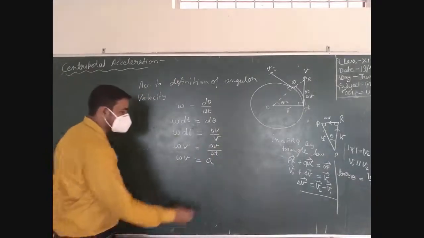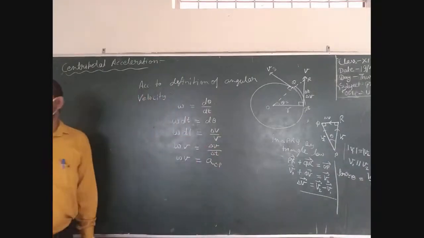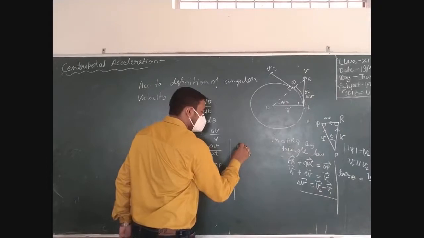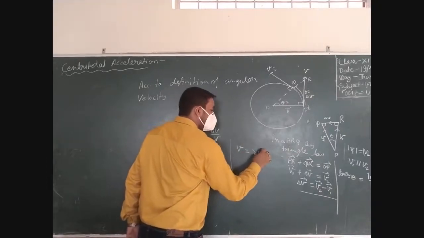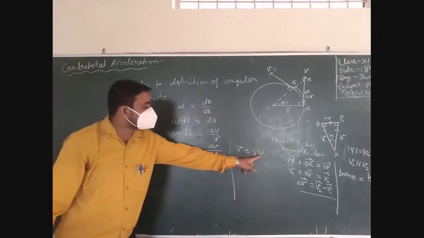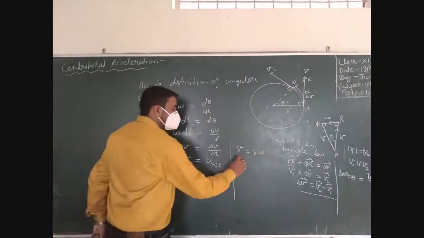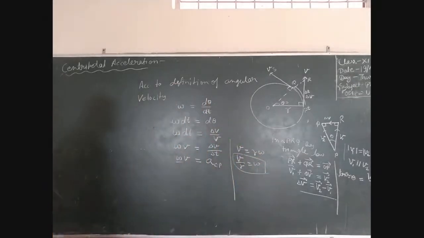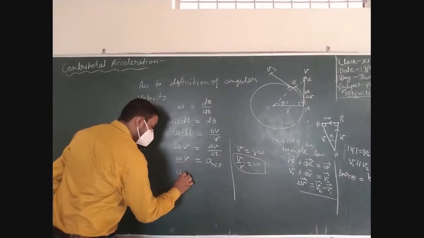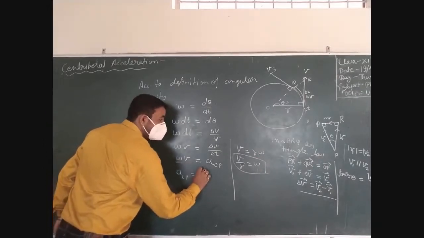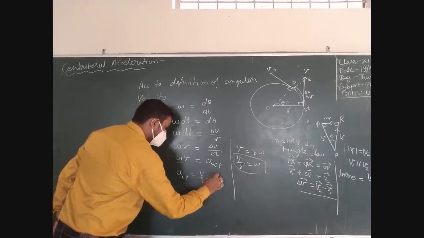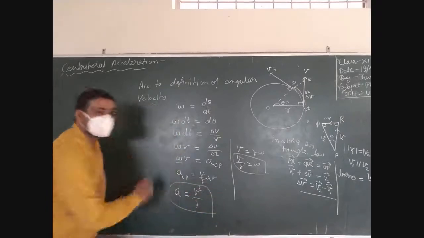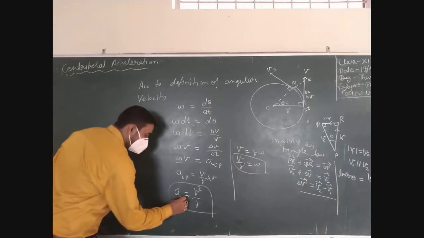This linear acceleration is called centripetal acceleration. Now put the value of omega. As you know, linear velocity v is equal to r omega, so you can easily calculate that v upon r is equal to omega. Now centripetal acceleration is equal to v upon r into v, which is equal to v square upon r. This is the expression for the centripetal acceleration.